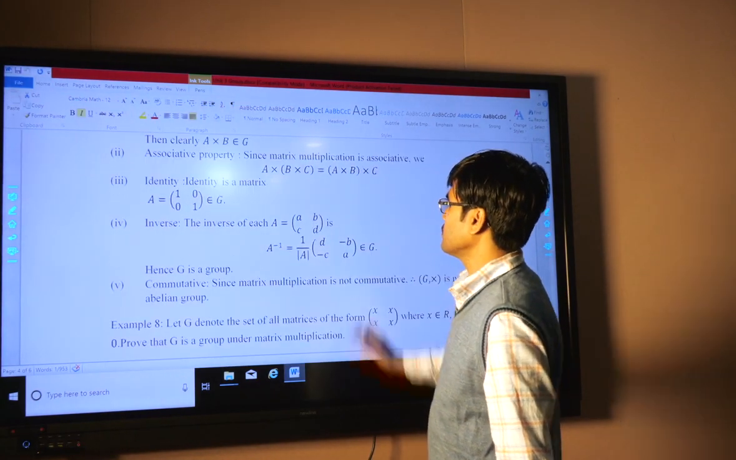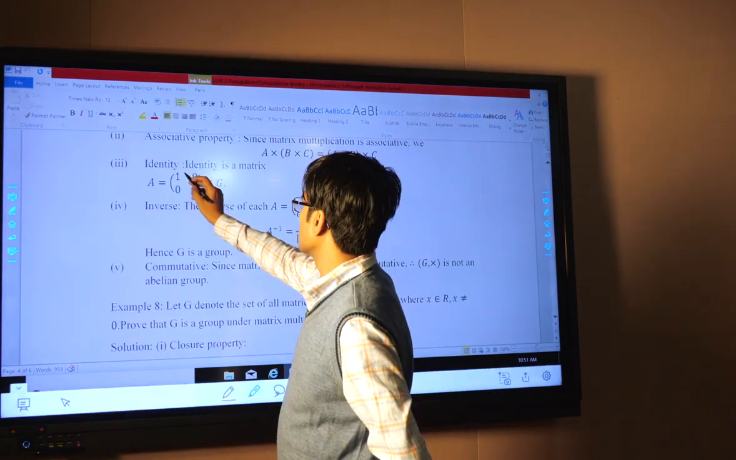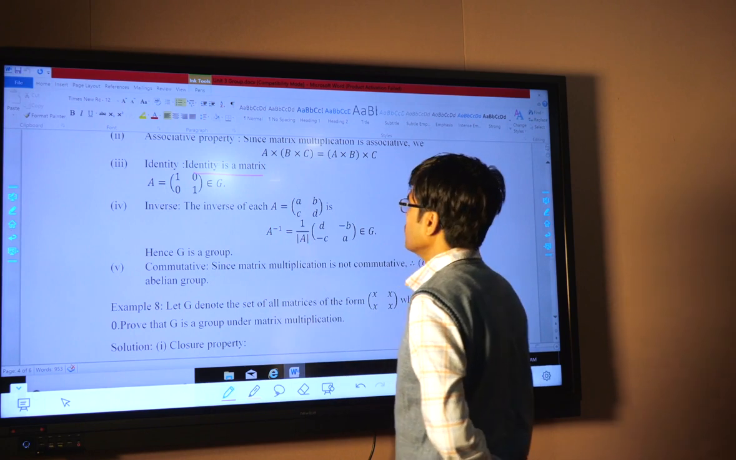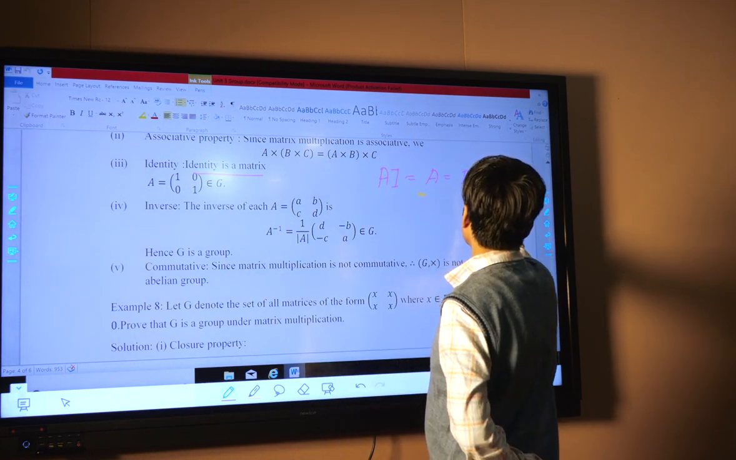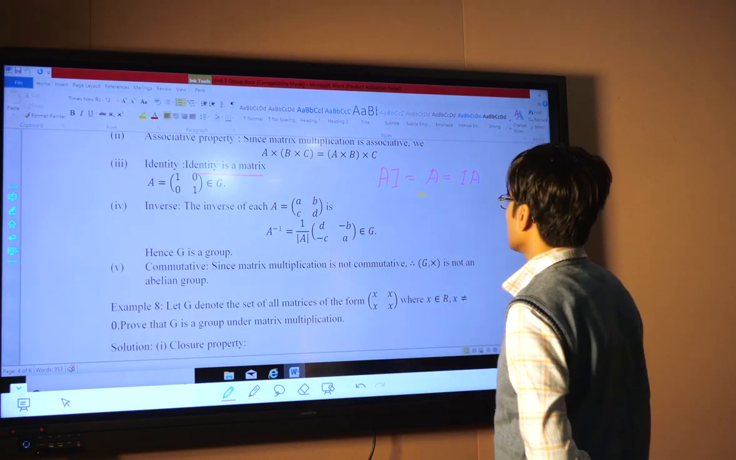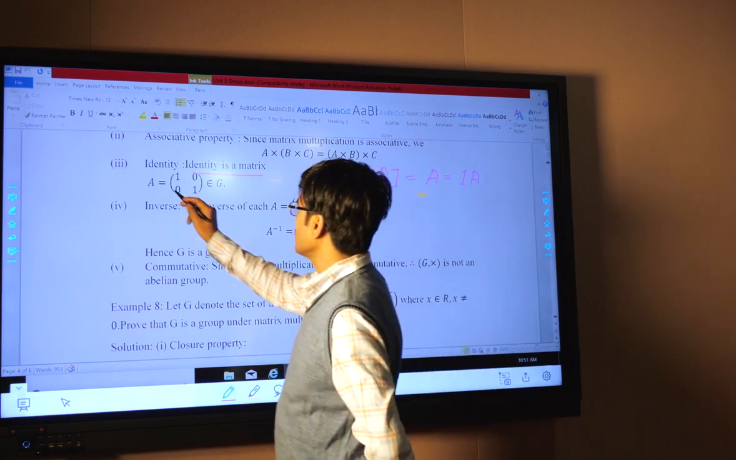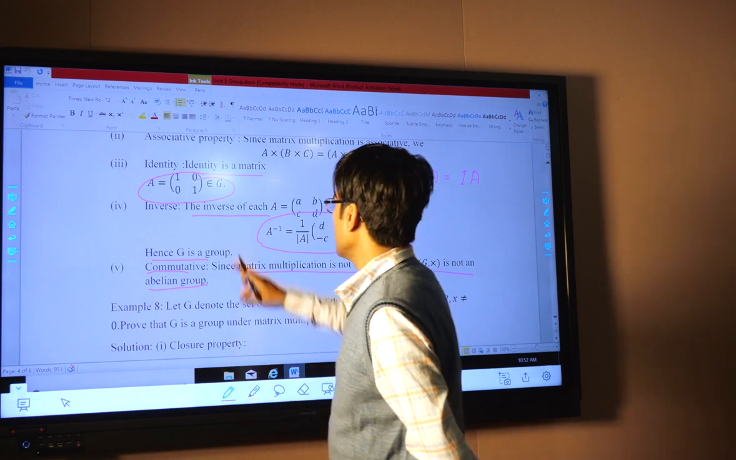Then identity. So the identity matrix we consider, here we know that AI equals IA equals A. So this condition is always satisfied in matrices. Therefore, this will be the identity element. So now we find the inverse element.